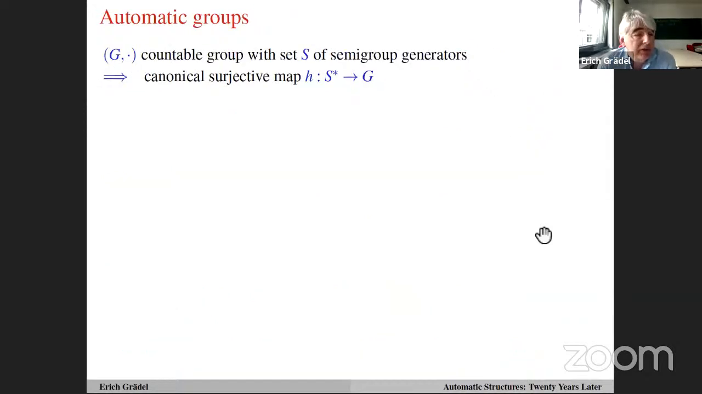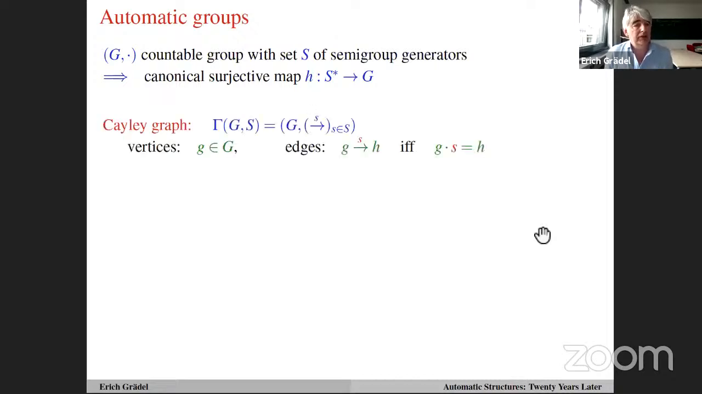Now let's get back to this notion of automatic groups and explain this in a bit more detail. An automatic group is a countable group with a finite set of semigroup generators. So we then have a canonical surjective map, mapping a word over the semigroup generators to the group elements. So the Cayley graph, defined by the group and the set of semigroup generators, is just the graph whose vertices are the group elements, and we have an edge labeled S from G to H if G times S equals H.